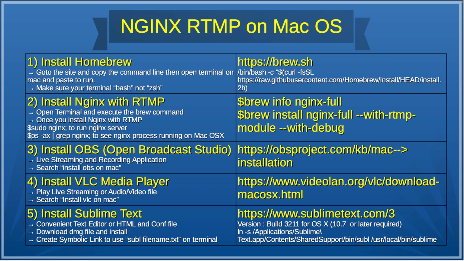And this is an overview of how to install the nginx live streaming software. First, you need to install Homebrew. Go to this site, where there's a link, copy and paste it in your terminal, and then install it. Next, you need to install the nginx server with the RTMP module with the brew command line tool, which is the macOS package manager, and then install nginx-full with the RTMP module.